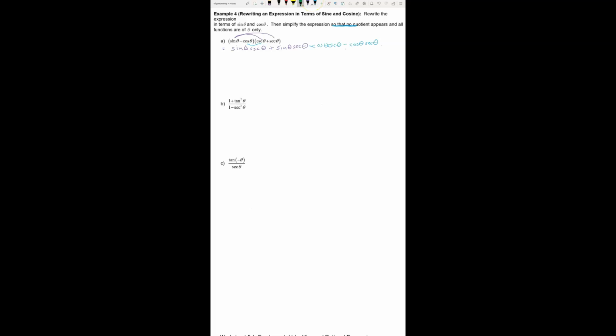Now we are ready to write cosecant theta as 1 over sine theta and secant theta as 1 over cosine theta. To simplify each term, we can write the function sine theta as sine theta over 1. Multiplying straight across, we get sine theta times 1 is sine theta. And on the bottom, 1 times sine theta also gives us sine theta. We can multiply the other three terms out similarly.